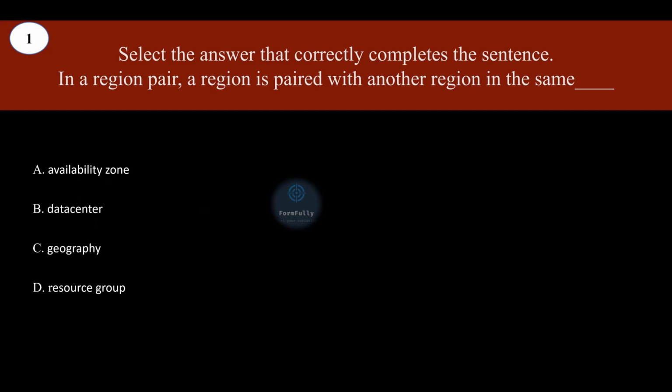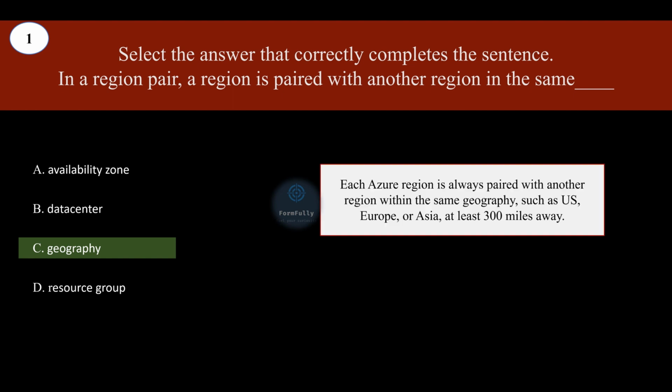Select the answer that correctly completes the sentence. In a region pair, a region is paired with another region in the same dash: availability zone, data center, geography, or resource group. And the correct option is geography, as each Azure region is always paired with another region within the same geography. So, for example, US, Europe, or Asia, at least 300 miles away.